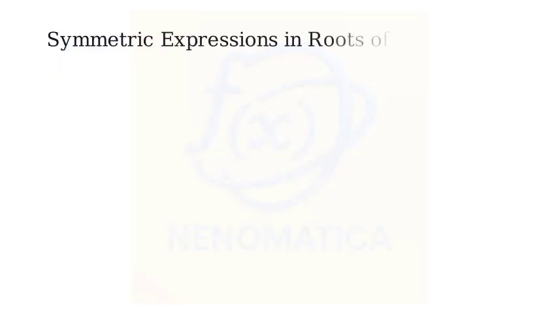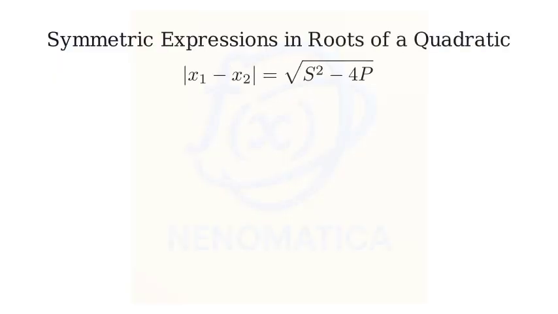In this short lesson, we will prove a classic symmetric identity for the roots of a quadratic. Our goal is to show that the absolute value of x1 minus x2 equals the square root of s squared minus 4p. Assume x1 and x2 are real roots of some quadratic. Let capital S be their sum and capital P be their product. So s equals x1 plus x2, and p equals x1 times x2.